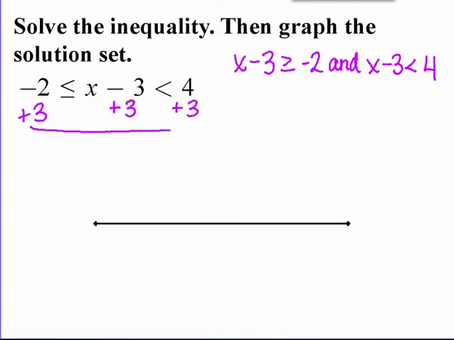So here on the left side, what are you left with? 1. Less than or equal to what's in the middle? x. Now notice our 3's have canceled. Less than 7. So what that does is give you the boundary points. Where are the boundary points going to be? 1 and 7.